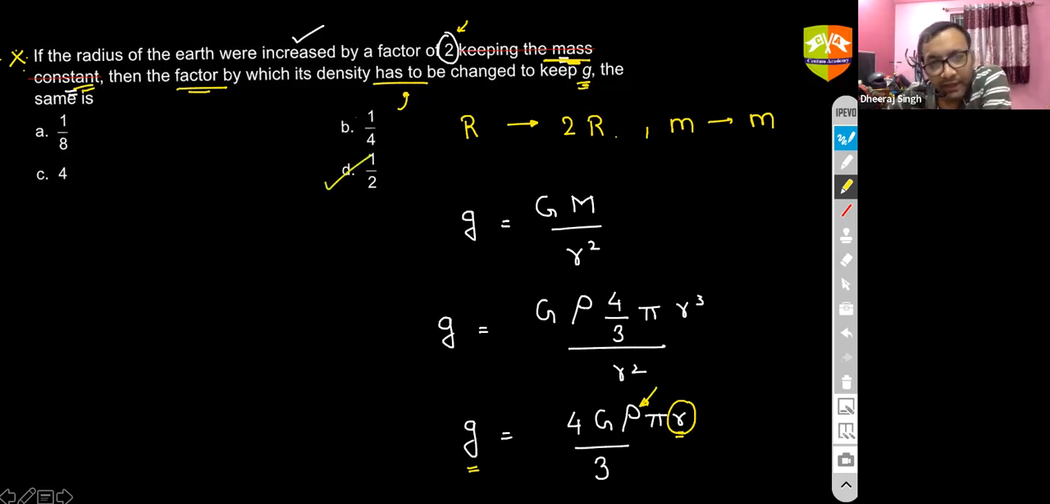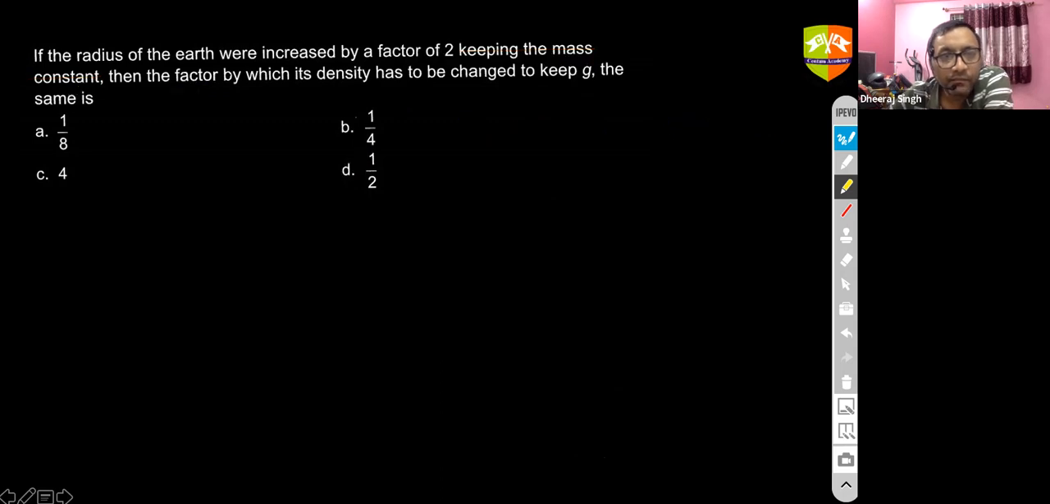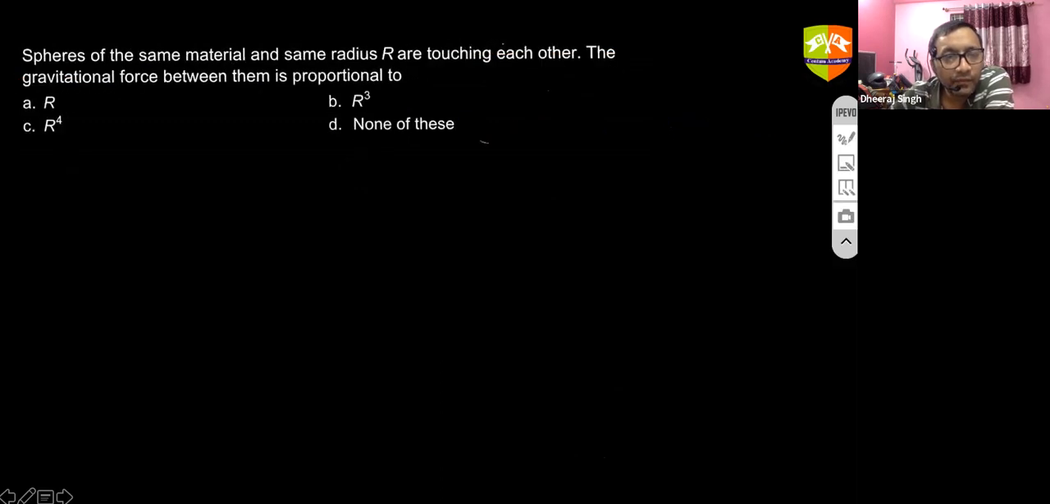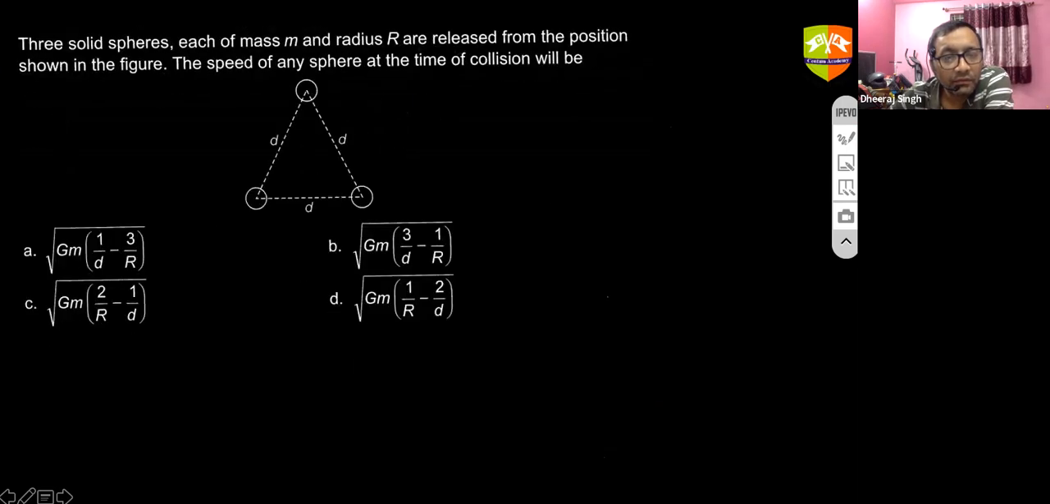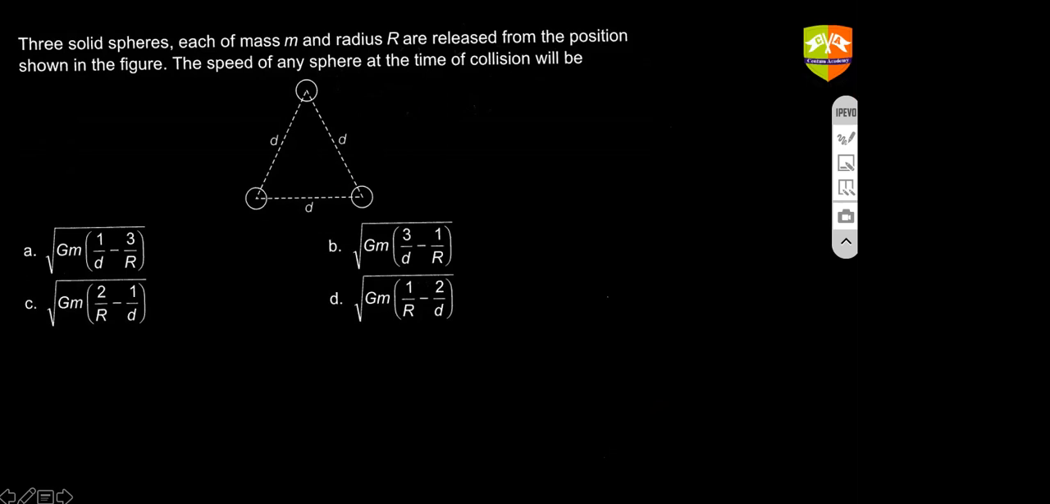They're asking about density and the radius. So first get the expression of g in terms of density and radius. Right now, the expression of small g is in terms of mass and radius. You want to do this? Solve this question.